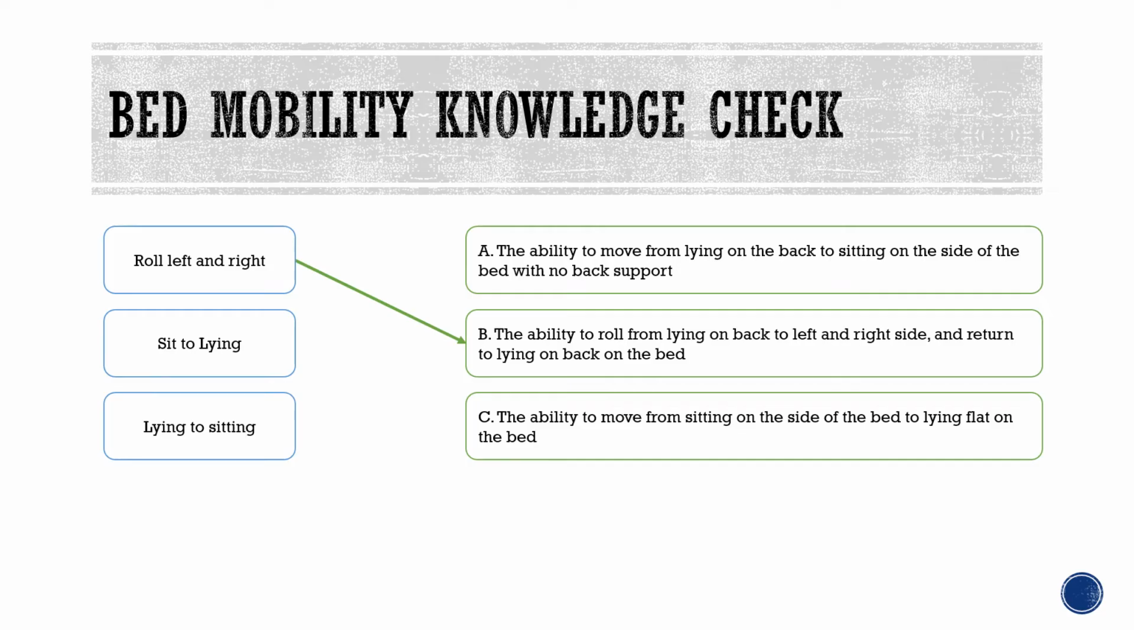Sitting to lying. What is the definition for sitting to lying? This is C, the ability to move from sitting on the side of the bed to lying flat on the bed. Lying to sitting. What is the definition for lying to sitting? This is A, the ability to move from lying on the back to sitting on the side of the bed with no back support.